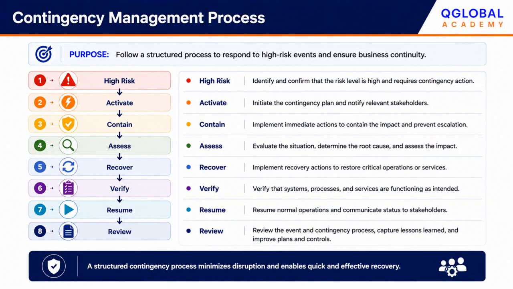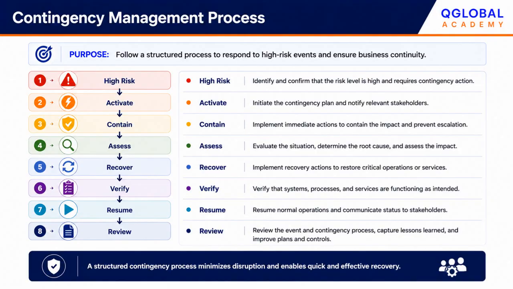Next is assess. Evaluate the situation carefully. Determine the actual impact, identify the root cause if possible, and understand what additional resources or actions may be required. The fifth step is recover. Restore normal operations as quickly and safely as possible. Recovery may involve repairing equipment, restoring systems, arranging alternative resources, or resuming production.